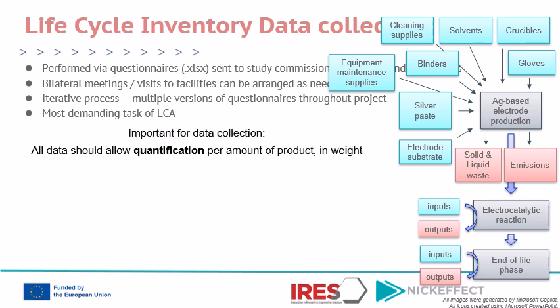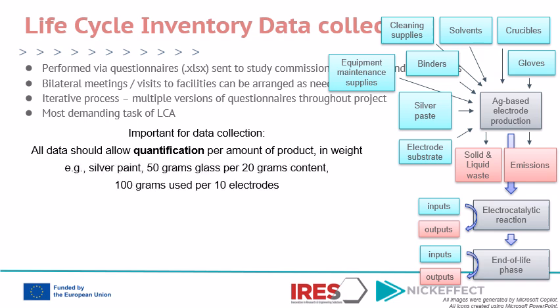What is important for data collection is that you ask the partners completing the questionnaire to, as much as possible, allow the quantification of all the inputs and outputs per amount of product. So, for example, for this silver paint, we have allocated the amount of glass material to a certain amount of silver paste contained in the glass, and we have also correlated it to how much silver paste we need per electrode. So then we can fully quantify and allocate the impacts of the glass packaging to 1 or 10 or 100 electrodes.